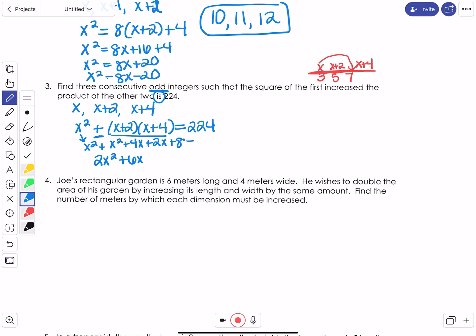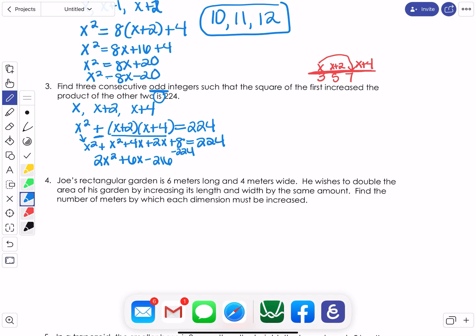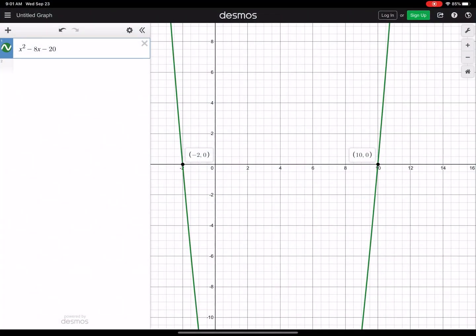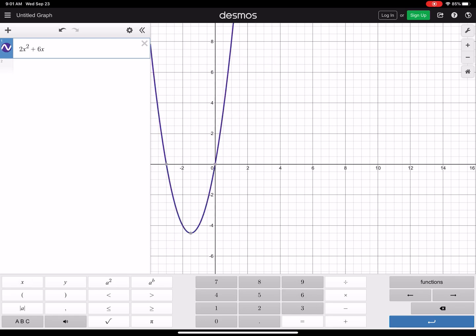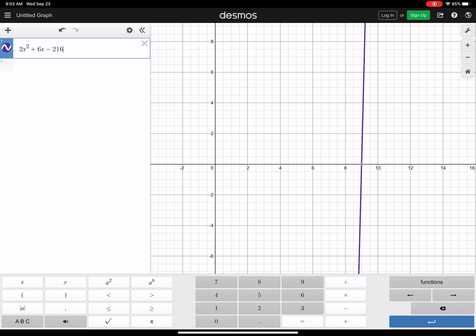And then I am going to go ahead and subtract 224 from 8. And that's going to give me negative 216. Okay, so here is my quadratic. And I'm going to enter this into Desmos. All right, so here's my equation. I have 2x squared plus 6x minus 216.